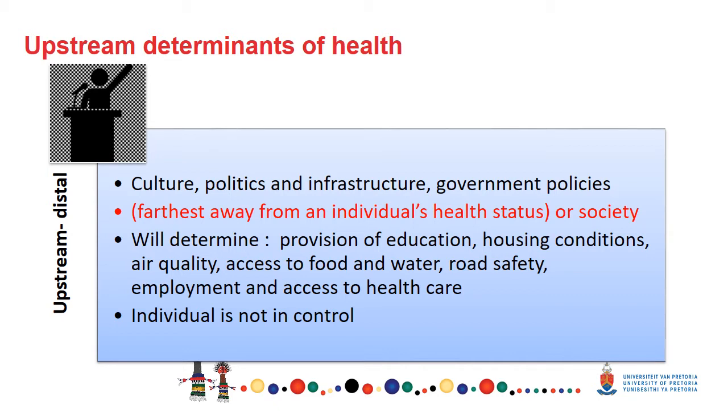Upstream determinants of health include culture, politics, infrastructure, government policies, and so on. These are furthest away from an individual's health status or society. They will determine the provision of education, housing conditions, air quality, access to food and water, road safety, employment, and access to health care. The individual is not in control of these factors. Mainly, the government is responsible for these factors.